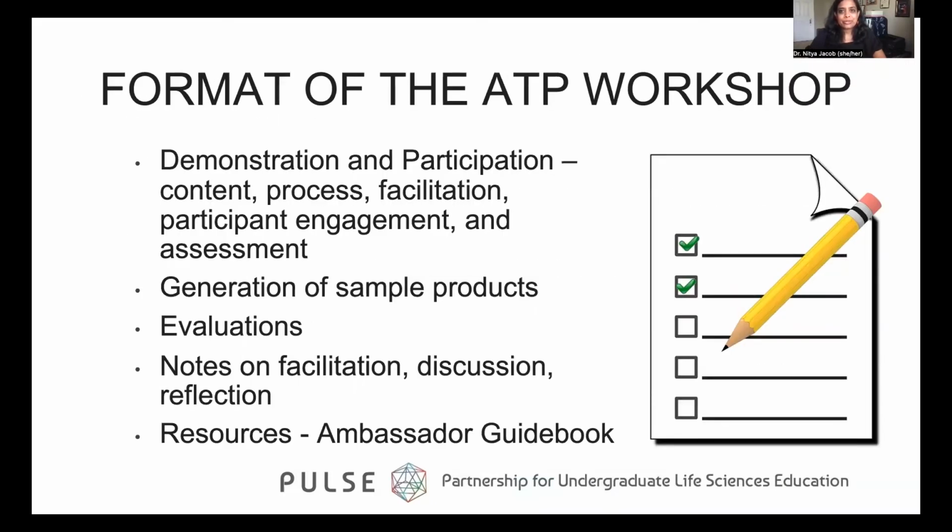Now that we've reviewed the goals of an Ambassador Campus workshop, we can talk a little bit more about the format of the ATP workshop. The ATP workshop has a very parallel nature with the campus workshop. In other words, the ATP facilitators will basically be running through the campus workshop modules with you, the participants of the ATP, and you will be learning by demonstration and participation in the process. You will see how these products are generated, and you will have time to ask questions about the facilitation process, have some discussion and reflection. We will be leaving you with a very important resource, the Ambassador Guidebook, which will prepare you to be able to facilitate a future Ambassador Campus workshop.